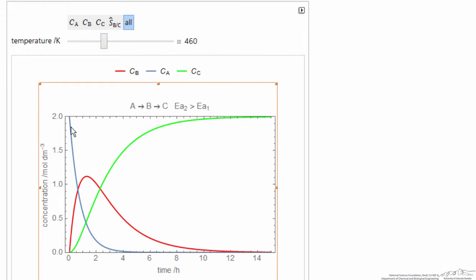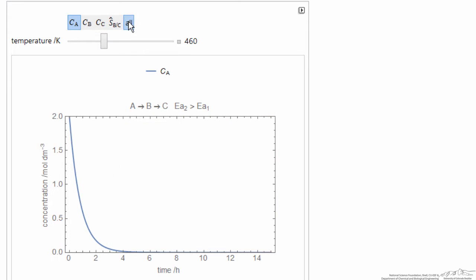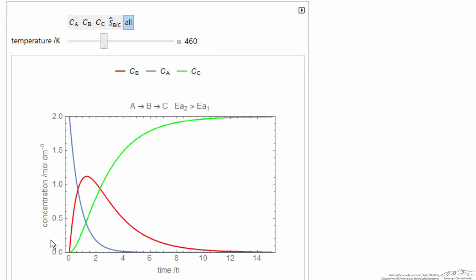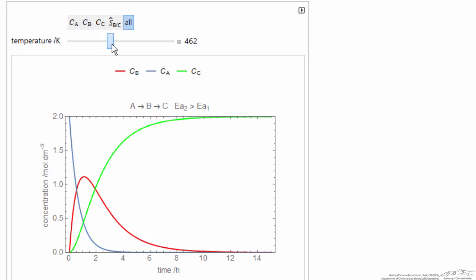So here's the simulation on the Wolfram site. And you can see when I've selected all, I could select just the concentration of A. But if I select all, then I see the three concentrations. And as I change the temperature, notice that the reaction goes to completion at a shorter time.